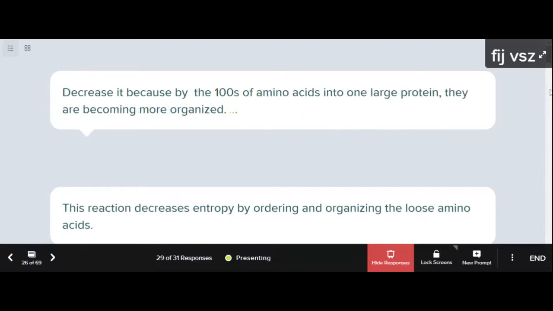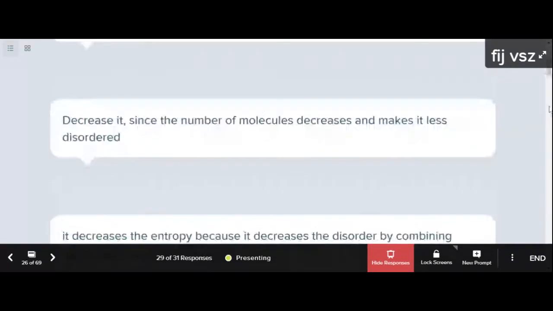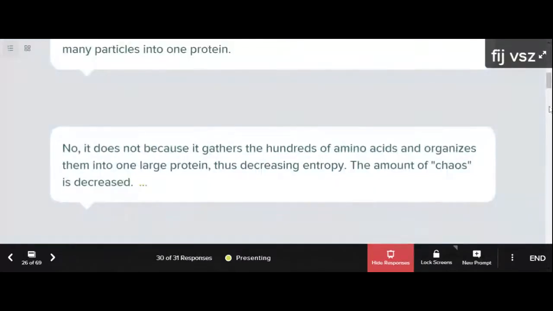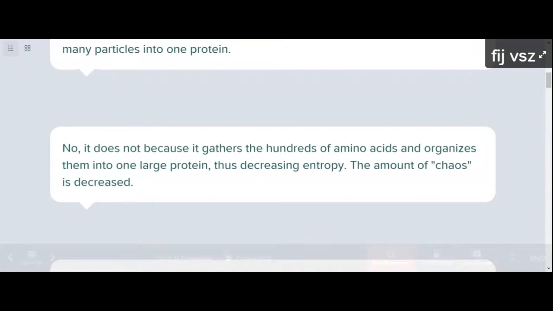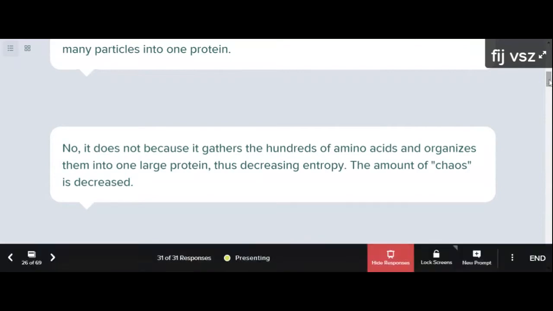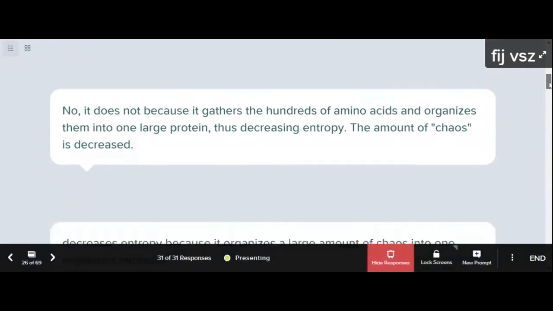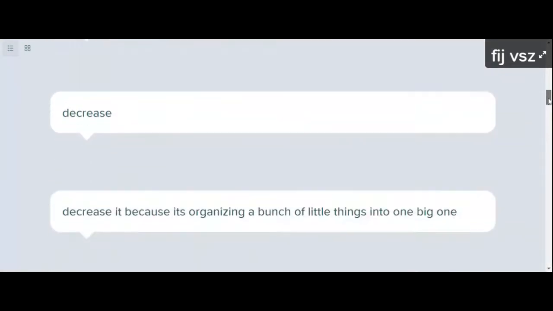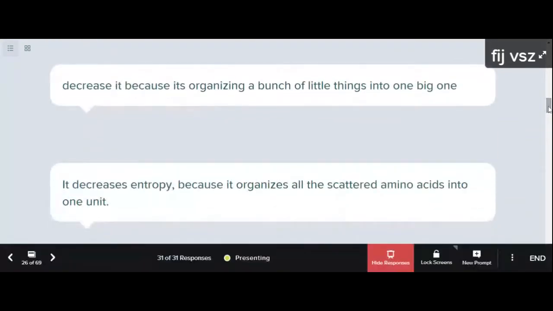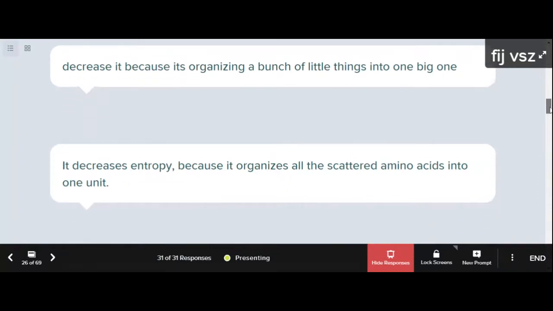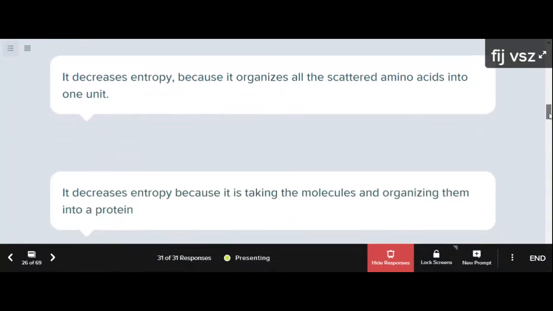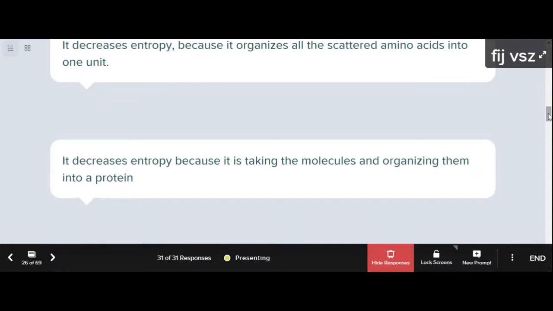All right. You're getting the idea. This is good work, guys. Well, it does decrease it. Yes, decreasing entropy, because you're taking lots of amino acids and organizing them into one single big protein. Yes, I like organizing a bunch of little things into one big one. Very nice. It organizes all the scattered amino acids into one unit.